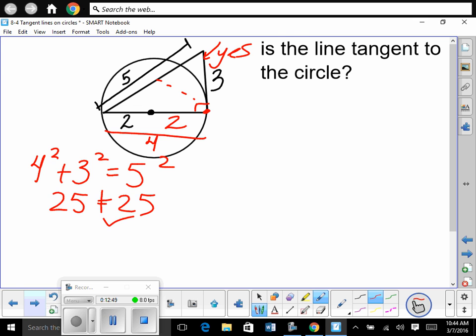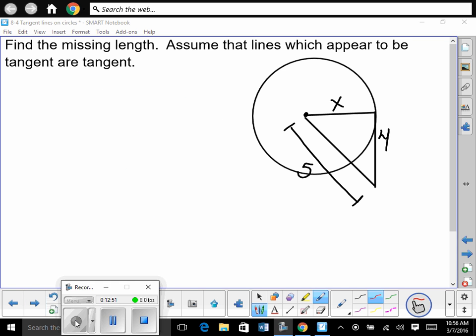Questions? Okay, sweet. Do 1 through 8. So now, notice that we weren't given any unknowns. Now we're going to be given an unknown, and we're going to use what we just learned to solve for that variable. It says, find the missing length and assume that lines which appear to be tangent are tangent. So the instructions are telling us if the line looks to be tangent, it is indeed tangent.